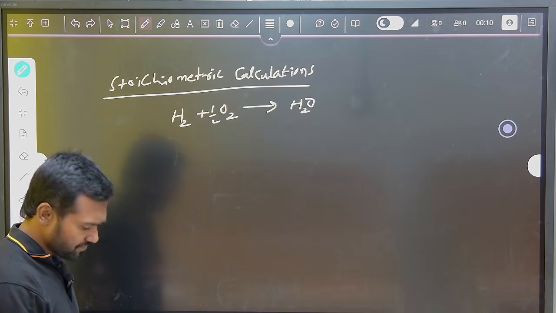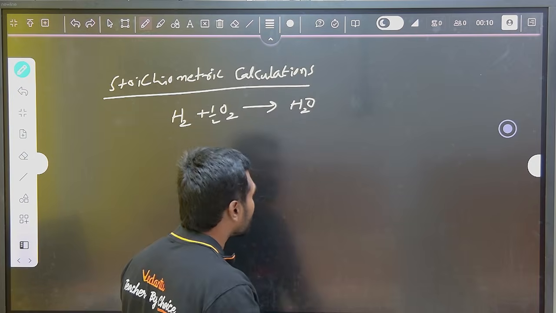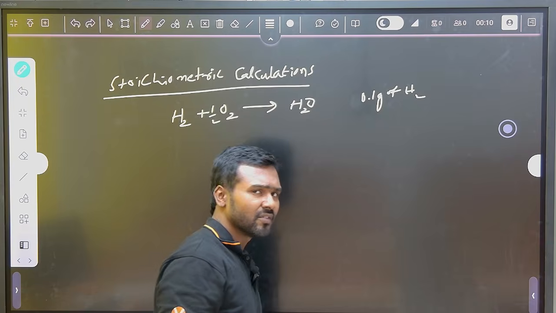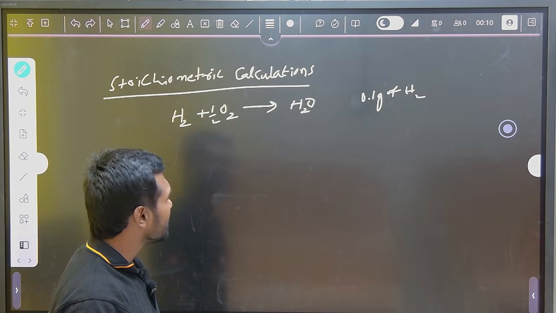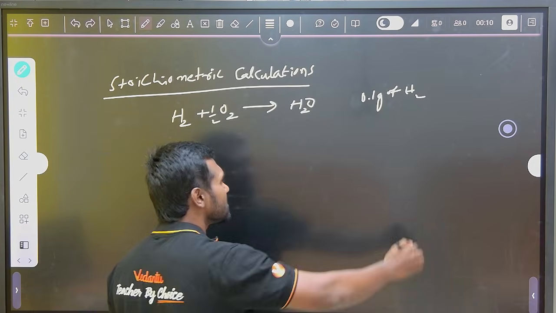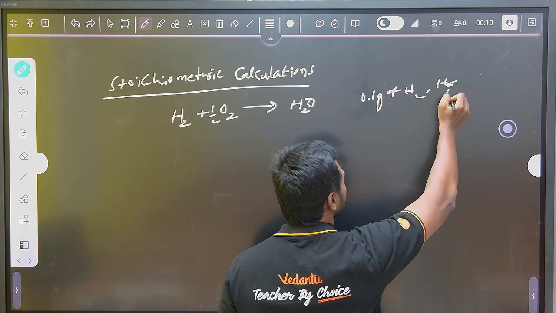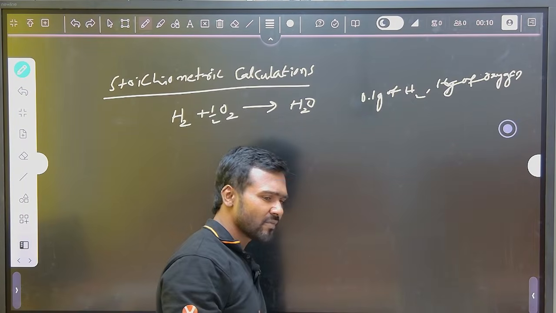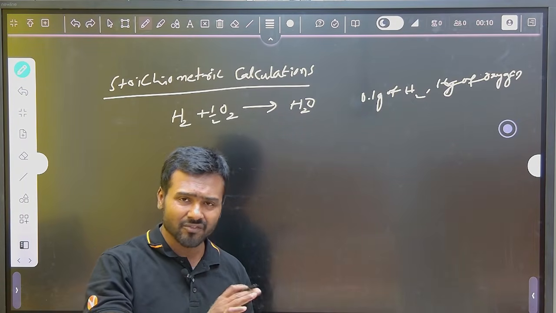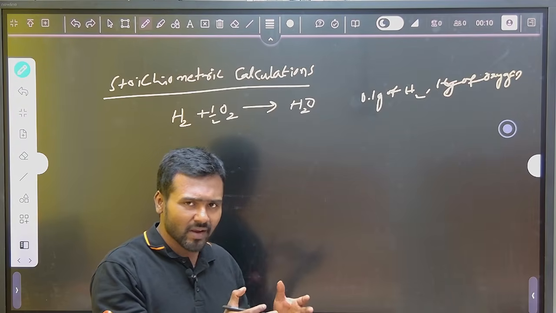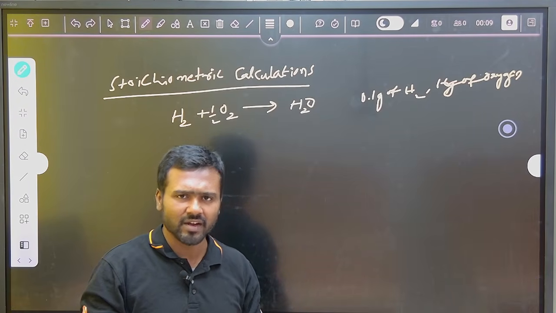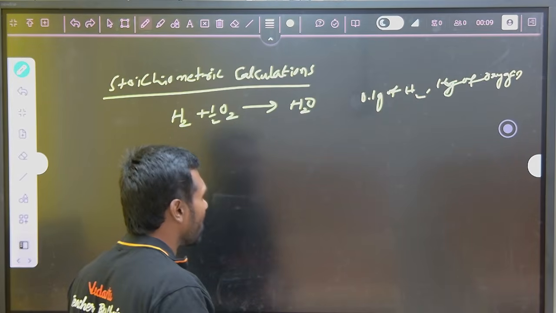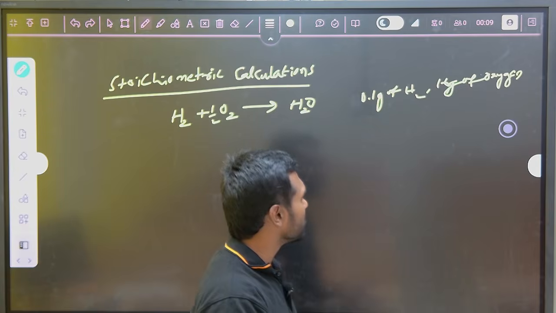The question they gave here is: when 16 grams of oxygen, how many grams of H2O is formed? So here we are relating weight and weight. For the reactants we are taking the weight, and for the product we are also saying in terms of weight. So weight and weight: how many grams of H2 and how many grams of O2 and how many grams of H2O.